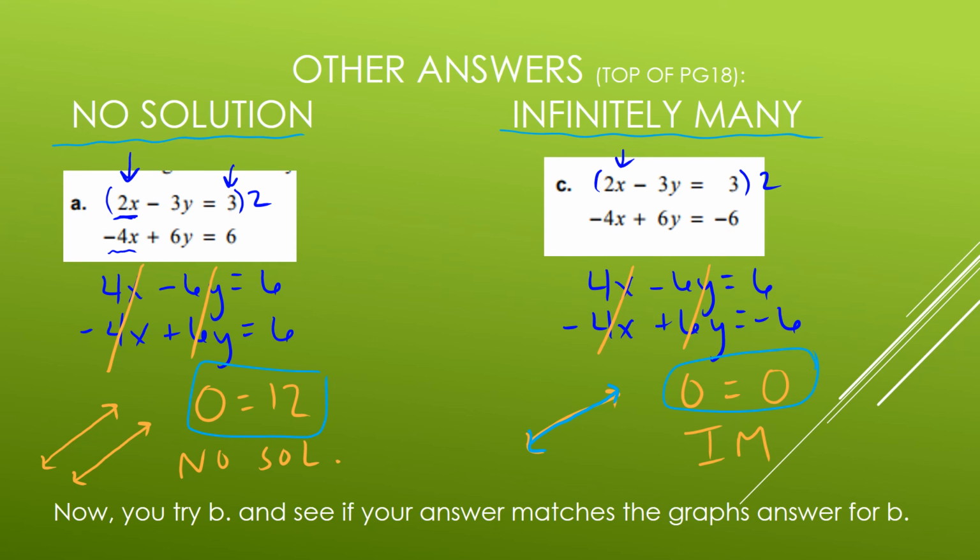So now what I want you to do is try B on page 18 and see if your answer matches the graph that you already have. It was graph C on that page, which they intersected at a point, so I want you to make sure that you're getting that point. Okay, and be ready to go over these tomorrow in class.